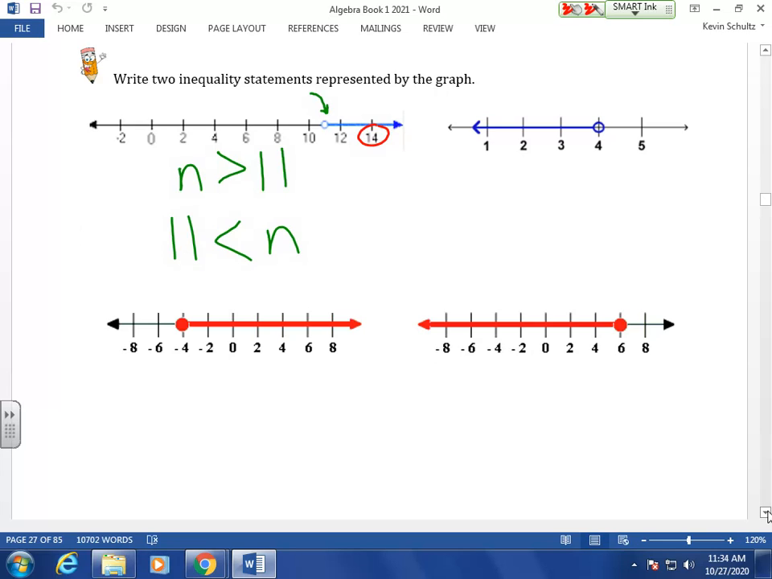Erica. Can I use any variable? Yes, you can use any variable you want. Okay. Anything else with this? No.